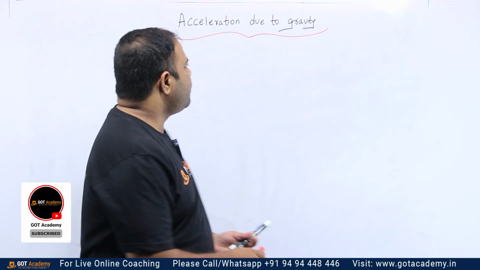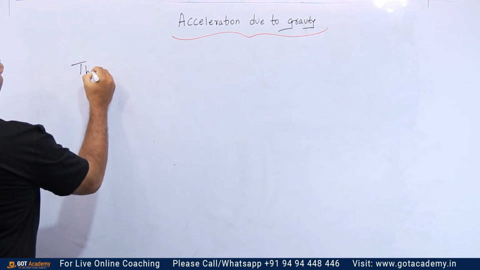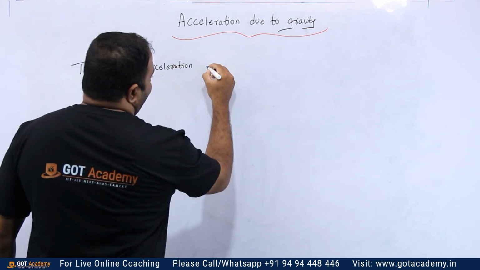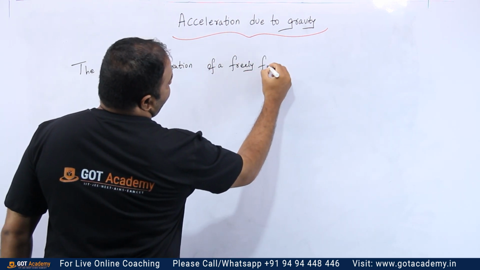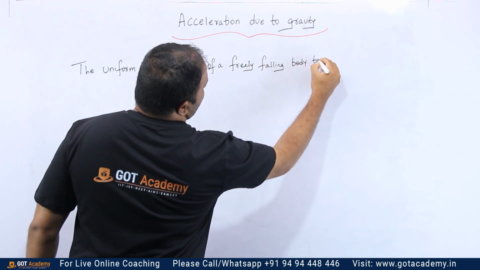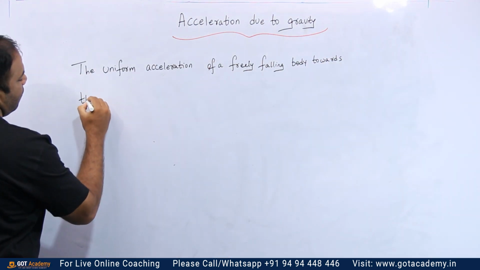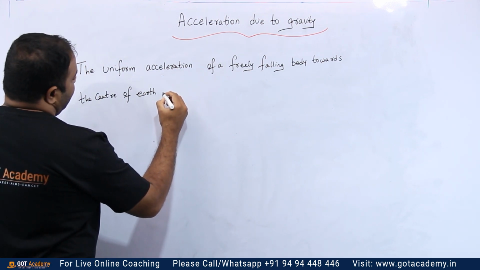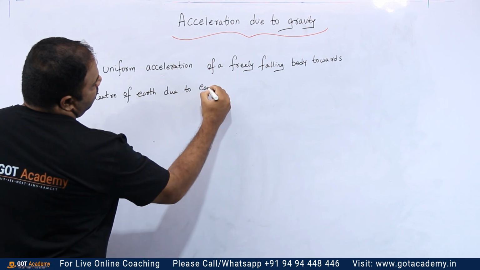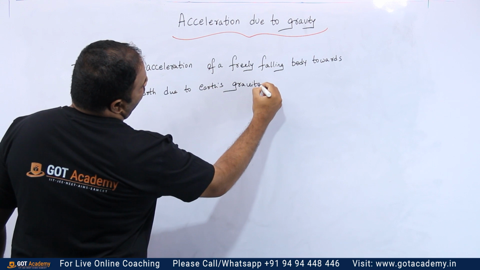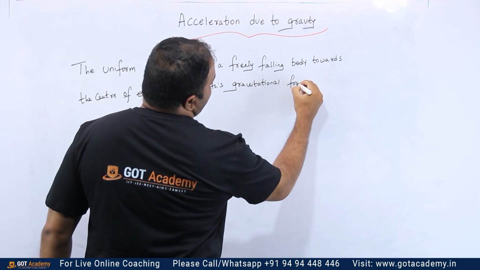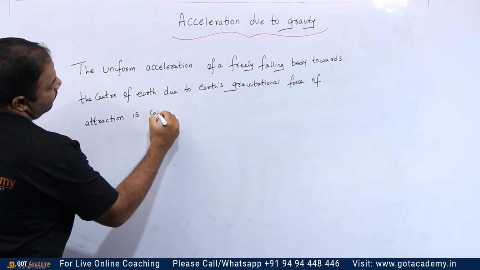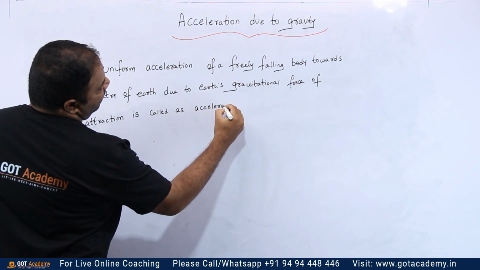Understood? So let me write it. The uniform acceleration of a freely falling body towards the center of earth, due to earth's gravitational force of attraction, is called acceleration due to gravity.